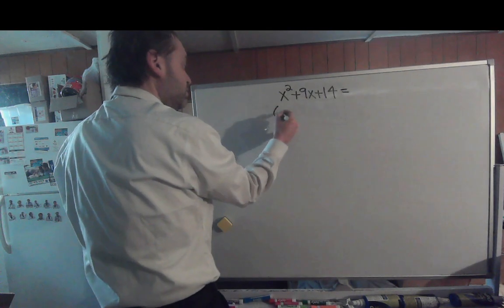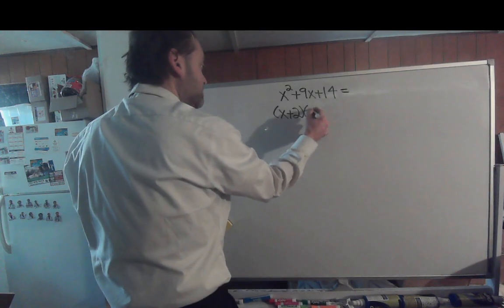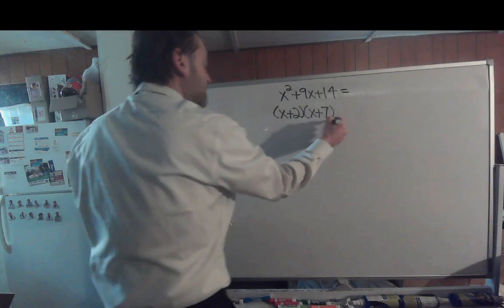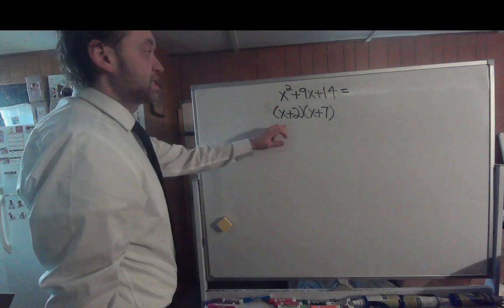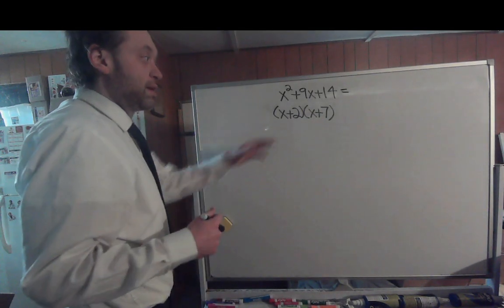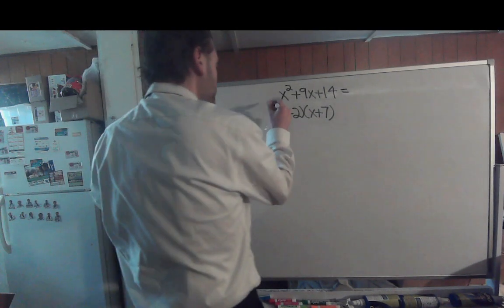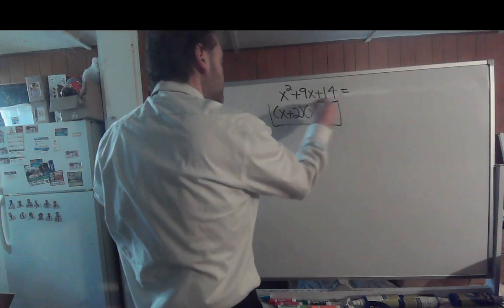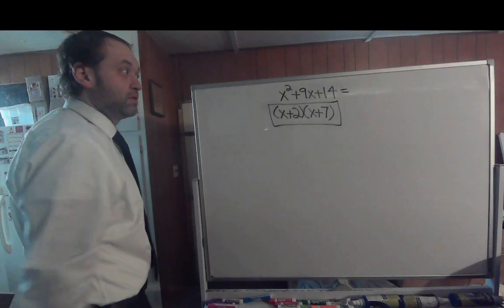So literally you're going to take then x plus 2 times the quantity of x plus 7. So it's always going to be, for your quantities, x plus one factor times the quantity of x plus another factor of the constant term. So you'll literally get the quantity of x plus 2 times the quantity of x plus 7.